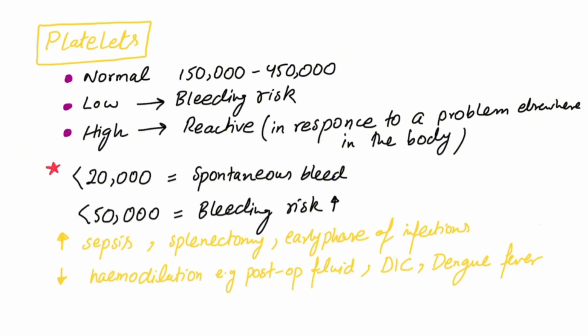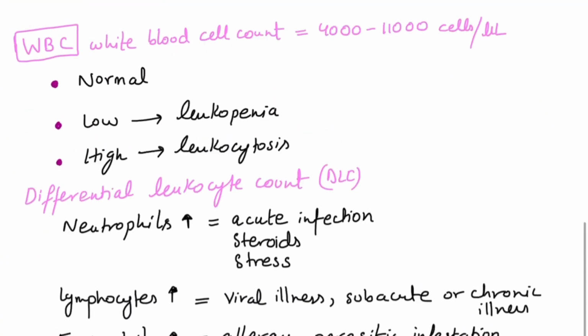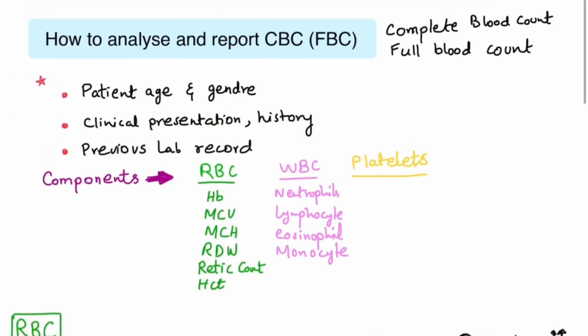When it would be low, it can be low in hemodilution, which means, for example, in a post-op patient, if fluid is given aggressively, it can lead to hemodilution, so it can appear to be a low level of platelets. Other than that, there could be DIC, or dengue fever as well. To interpret the platelets, we need to look at the CRP, PT, APTT, INR, LFTs, and the iron profile as well to get a good picture of what exactly is going on.